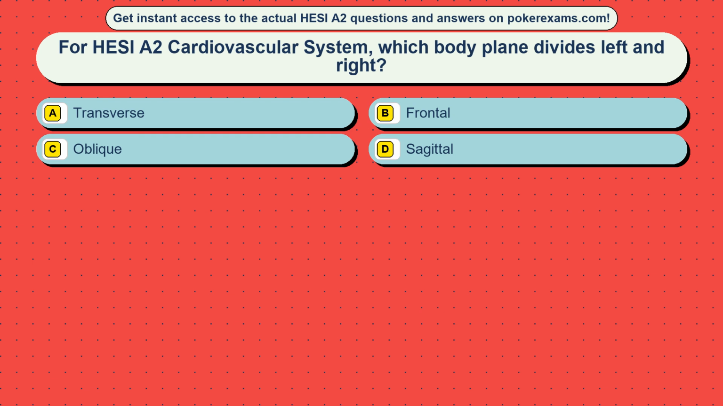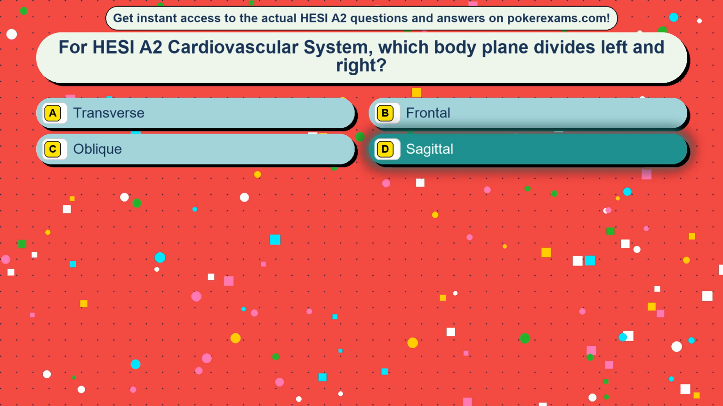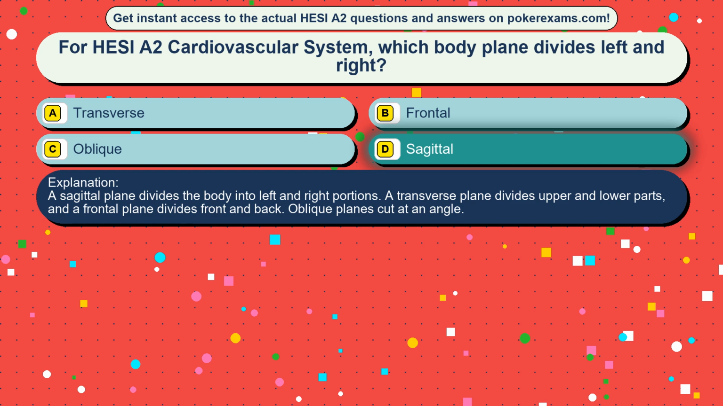Question 2. For HESI A2 cardiovascular system, which body plane divides left and right? Option A, transverse; option B, frontal; option C, oblique; option D, sagittal. The correct answer is option D, sagittal. A sagittal plane divides the body into left and right portions. A transverse plane divides upper and lower parts, and a frontal plane divides front and back. Oblique planes cut at an angle.